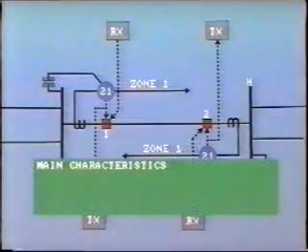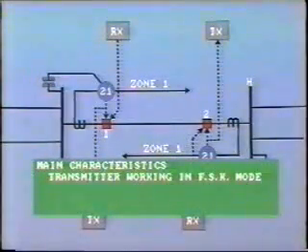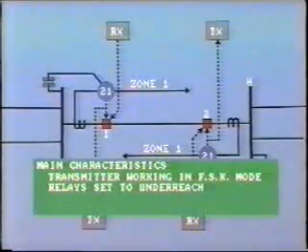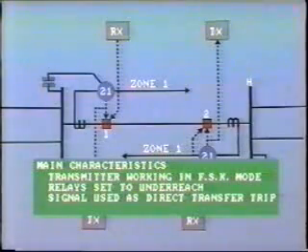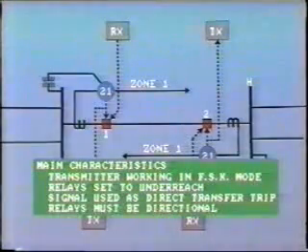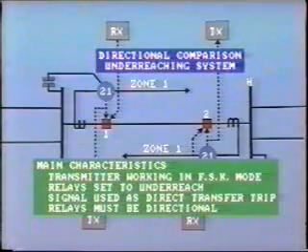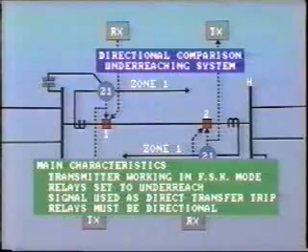Note the main characteristics of this protective scheme. The transmitter is working in the FSK mode. The relays are set to underreach. The signal is used as a direct transfer trip. The relays must be directional. This scheme is known as the directional comparison underreaching system.